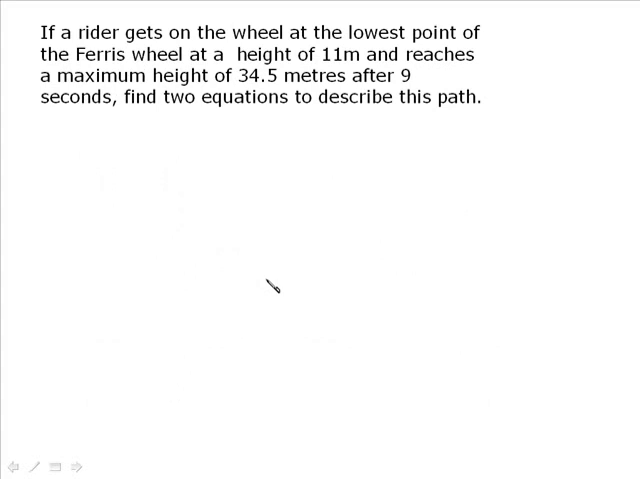And the question goes on, if a rider gets on the wheel at the lowest point of the Ferris wheel, which we can see from the graph, but it should be explained, and this is at a height of 11 meters, and reaches a maximum height of 34.5 meters after 9 seconds, we want to find 2 equations to describe this path.